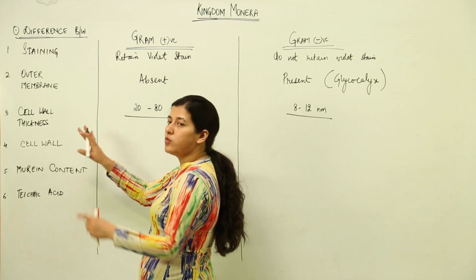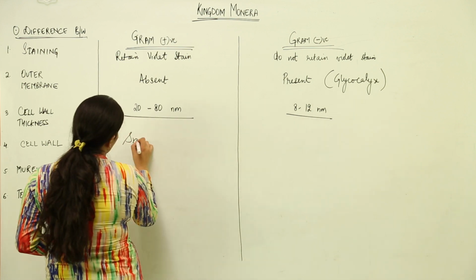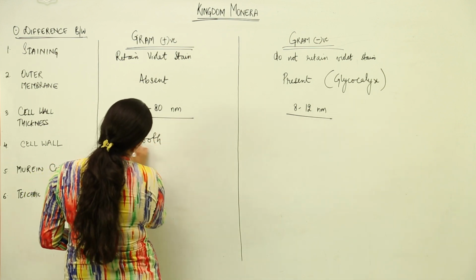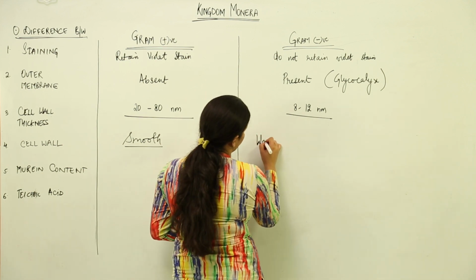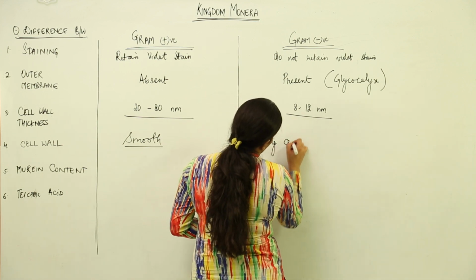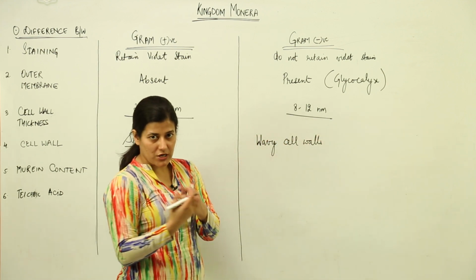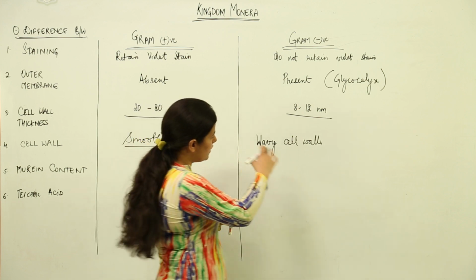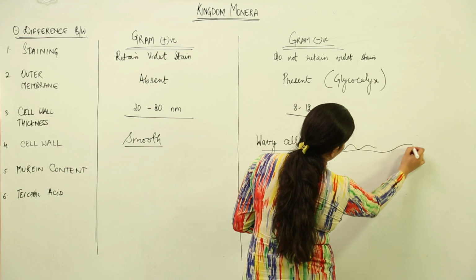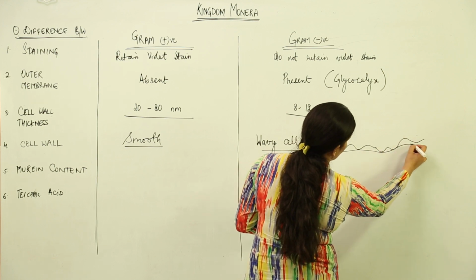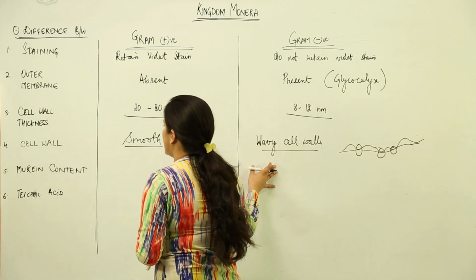Talking about the cell wall, this was about thickness. How is the cell wall? Gram positive bacteria have a smooth cell wall, completely made up of peptidoglycan. Gram negative bacteria have wavy cell walls which could be joined to the plasmalemma at certain points. So the cell wall is wavy, and this would be the plasmalemma supposedly. The cell wall would be joined at certain points, such points would be the locus. So the wavy cell wall is present.